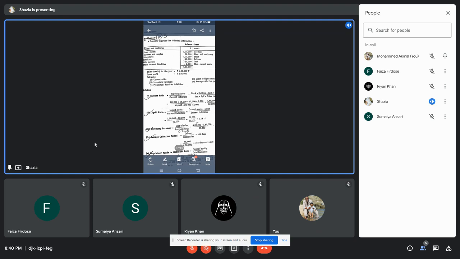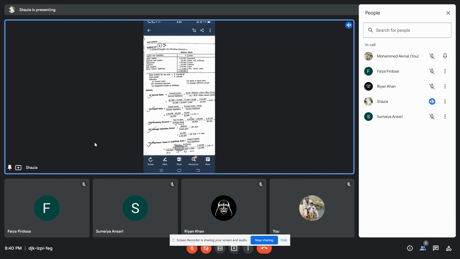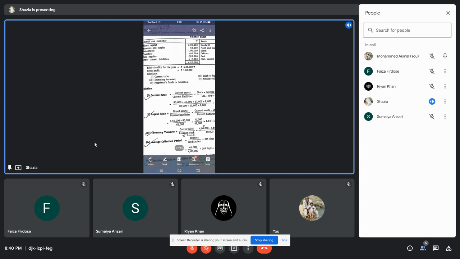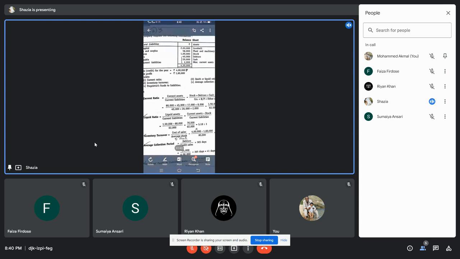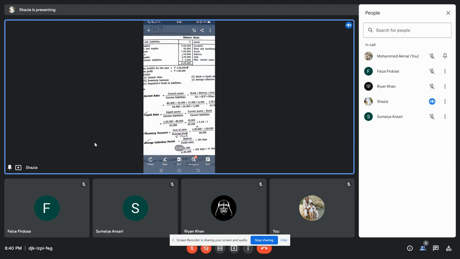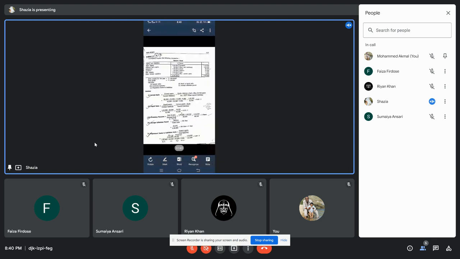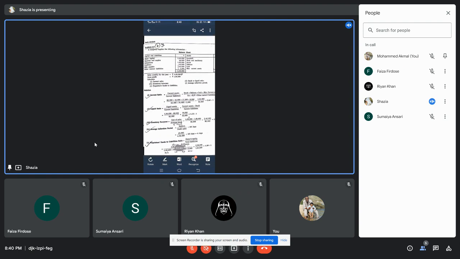So out of this information we are supposed to calculate five ratios, five formulas. First is current ratio, second is quick or liquid ratio, third inventory turnover, fourth average collection period, then fifth is proprietors' funds to liabilities. So first let's start with current ratio. You have to again recall your formulas. Current ratio is nothing but current assets divided by current liabilities.